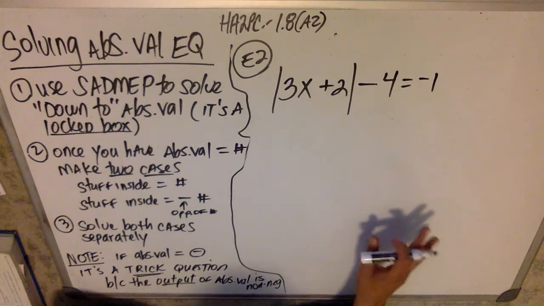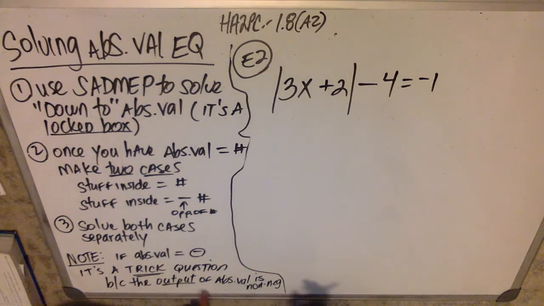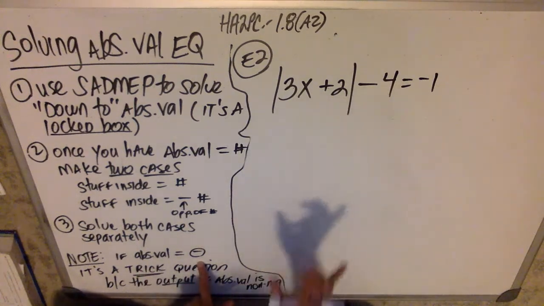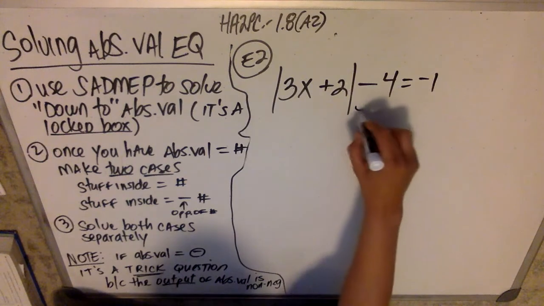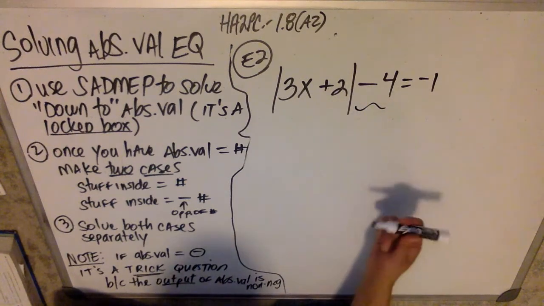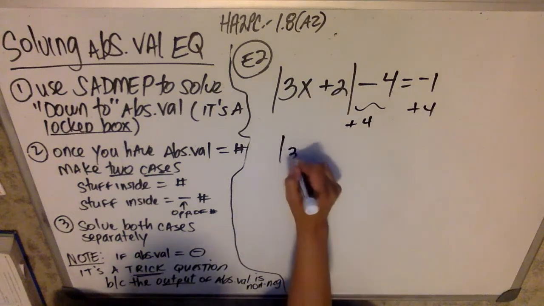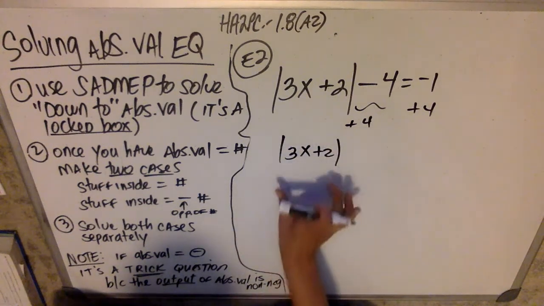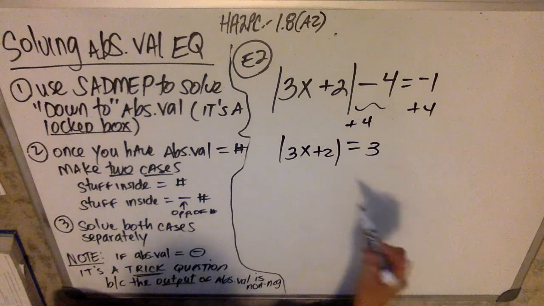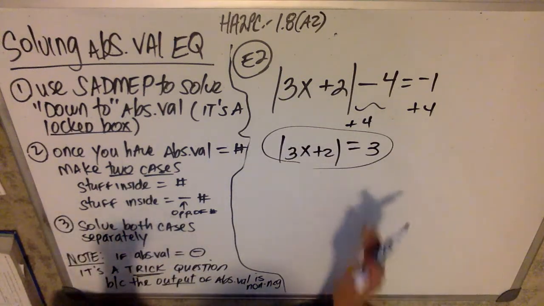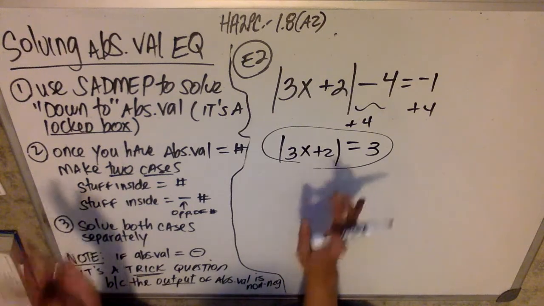Before I can solve this, now notice down here I did say that there's a trap if an absolute value equals a negative, but here this absolute value doesn't equal a negative because I haven't solved down to the absolute value yet, right? This is outside the absolute value, so I'm going to deal with that first. So I'm going to go ahead and add the 4 to both sides, right? And I'm going to get the absolute value of this 3x plus 2, which is a locked box, equals a 3. Now I'm stuck. At this moment, I have to split it into two cases because everything else that I could possibly do is inside that locked box.